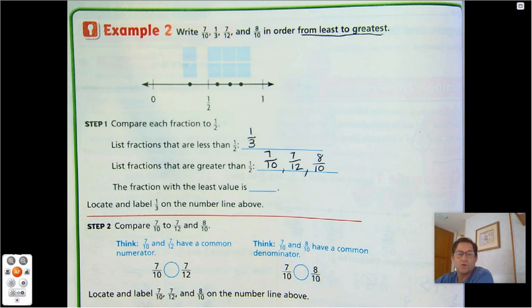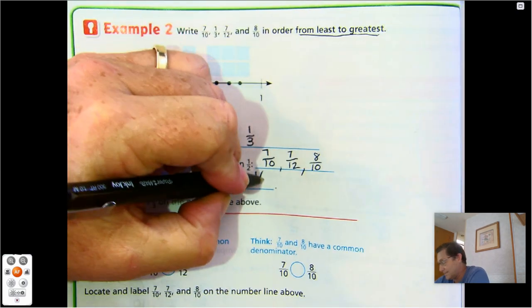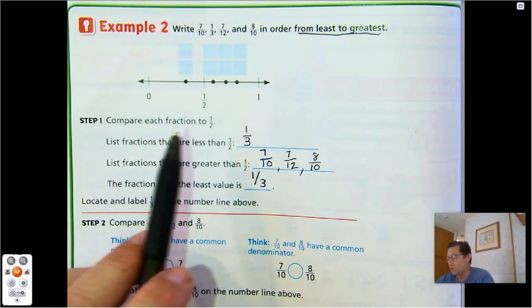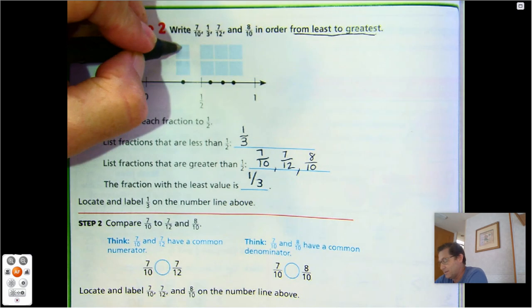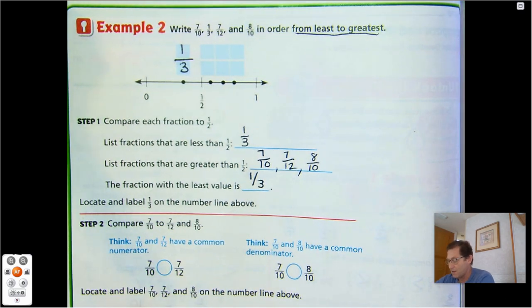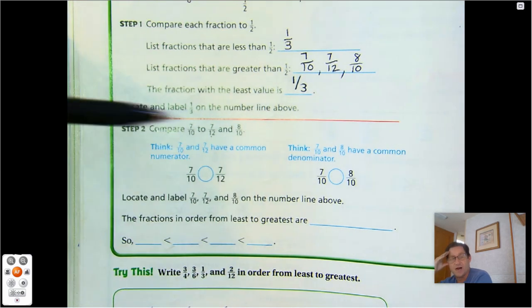So the fraction with the least value is 1/3. It's the only one that's not greater than 1/2. So we can label 1/3. So we're going to put 1/3. All right, now step 2. Now we have to compare the other 3 fractions.